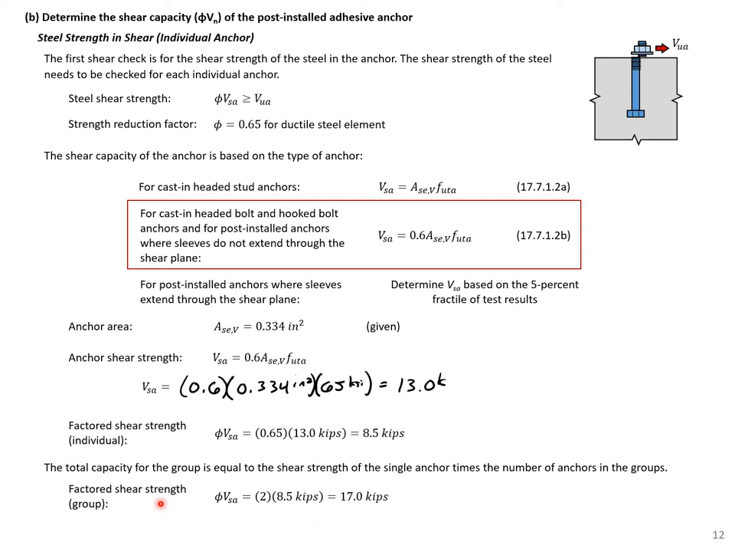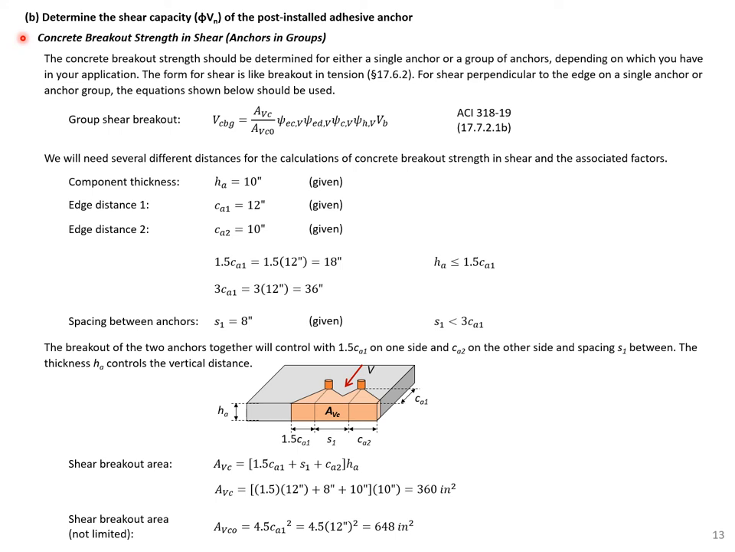We will now look at the failure mechanism for concrete breakout strength in shear for our anchor group. We can find the group shear breakout using this equation from ACI 318, and we'll need several distances for the calculations and the determination of our different coefficients and factors. So I'm summarizing some of those here.